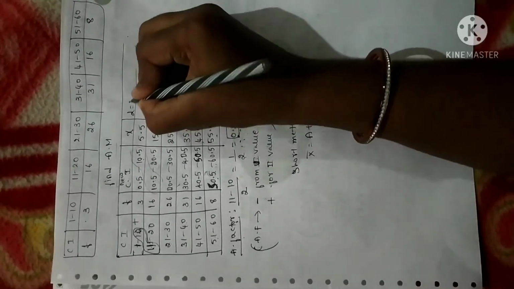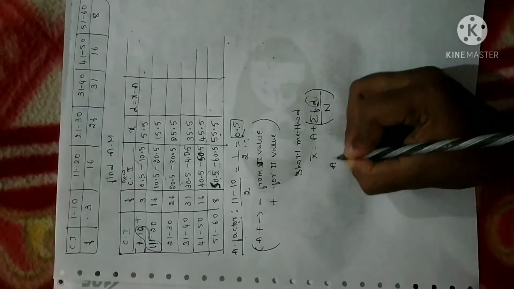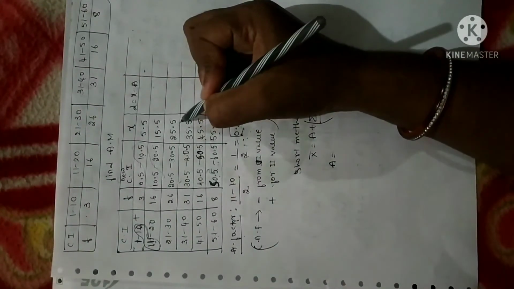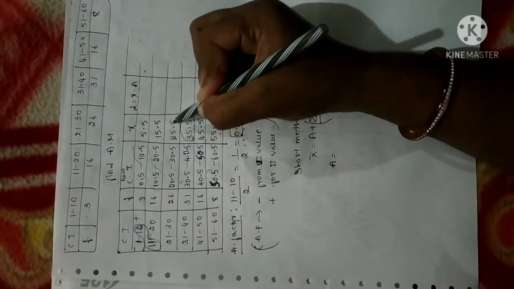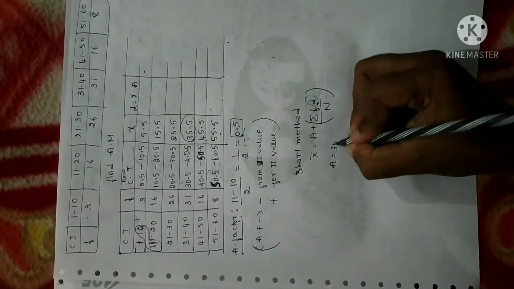Next I have to calculate the d value. d is given by x minus a. Now I have to write the assumed mean. The assumed mean a will be from the column x. So let me take 35.5. Among these two values, I am going to choose the larger value. So a will be 35.5.